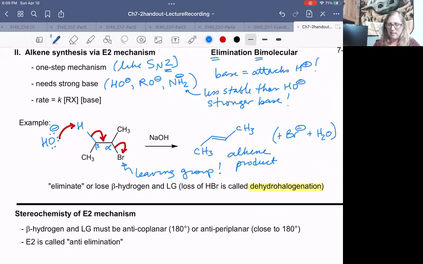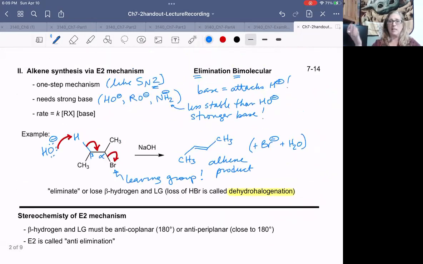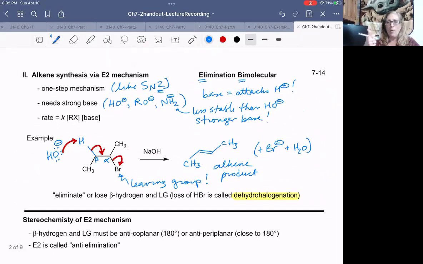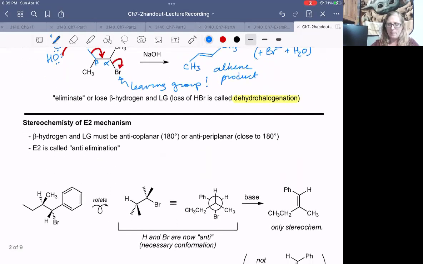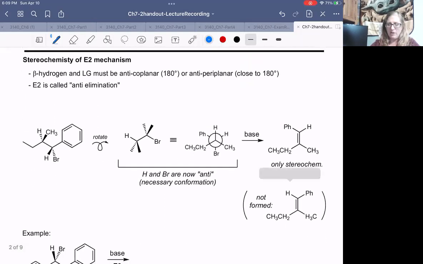Okay, let's think about what are some things that we could study about the E2. One thing is going to be the stereochemistry of the relationship between the beta hydrogen and the leaving group. The other question is the regiochemistry. If you have more than one beta hydrogen to select from, if there's more than one alkene that's possible, how do we know which one is going to be formed? Okay, so let's look at both of those features. First of all, the stereochemistry of the E2.